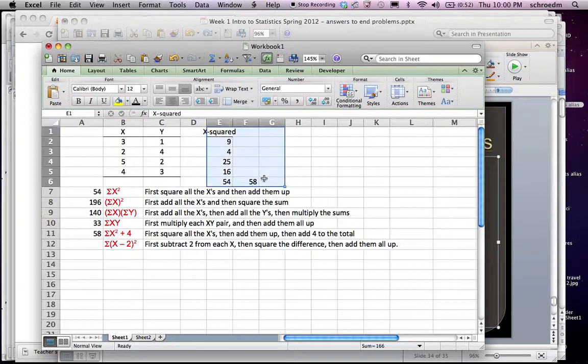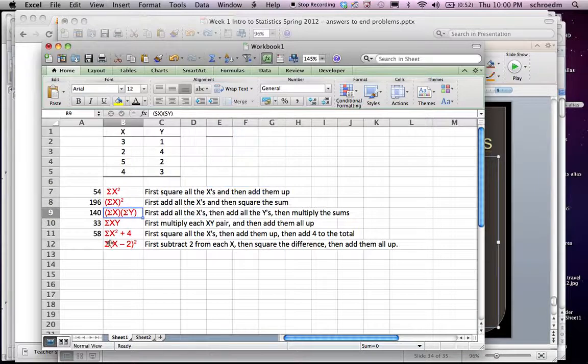The last one is the sum of (x minus 2) squared. Now looking at this one, and this is a format we're going to use a lot, so make sure you really understand how to do this one that I'm talking about right here.